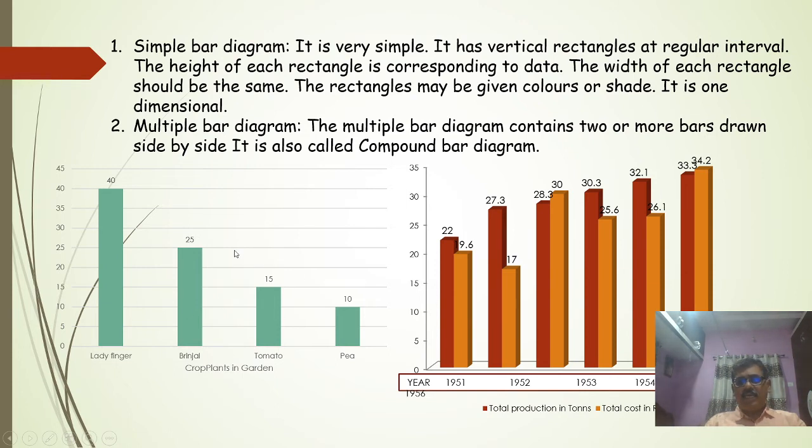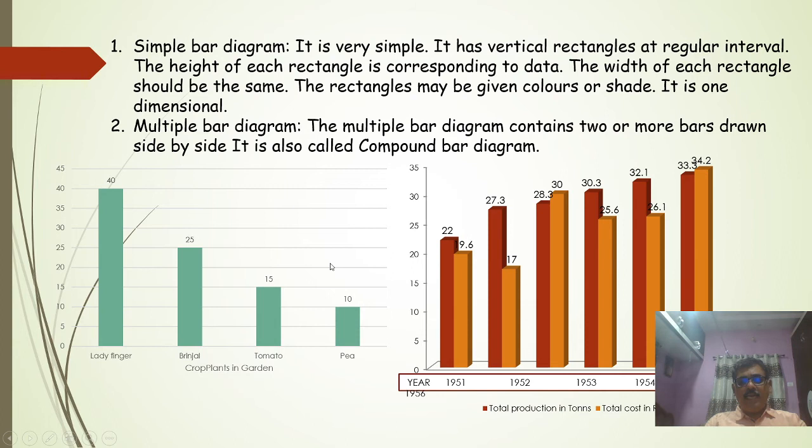It has vertical rectangles at regular intervals. The height of each rectangle corresponds to the frequency of the data, and the width of each rectangle should be the same. The rectangles may be given colors or shades, and it is one-dimensional.